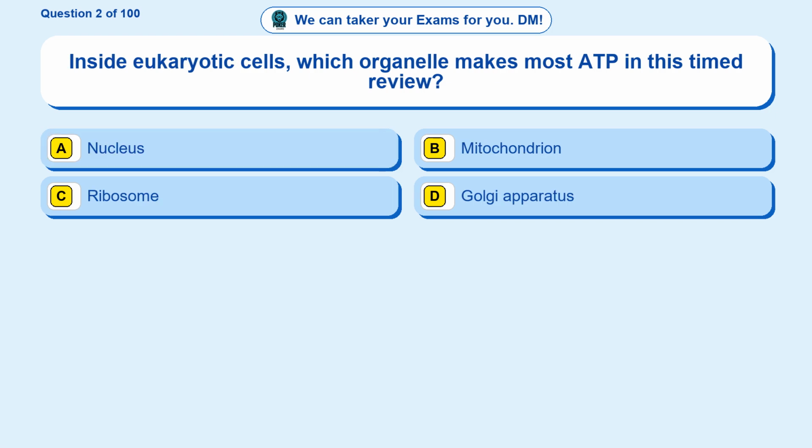Question 2. Inside eukaryotic cells, which organelle makes most ATP in this timed review? Option A, nucleus. Option B, mitochondrion. Option C, ribosome. Option D, Golgi apparatus. The correct answer is option B. Mitochondrion.